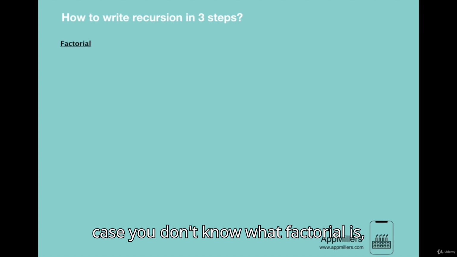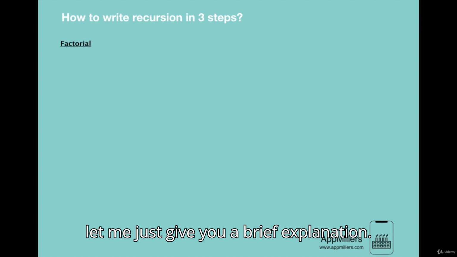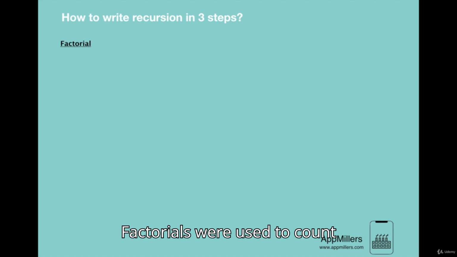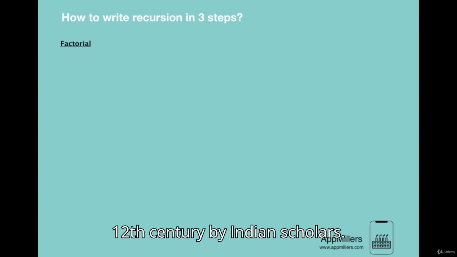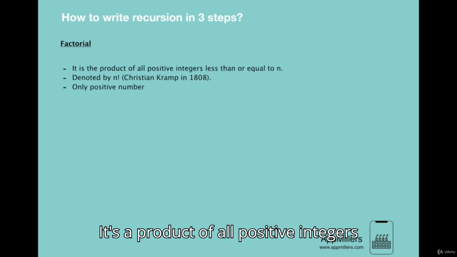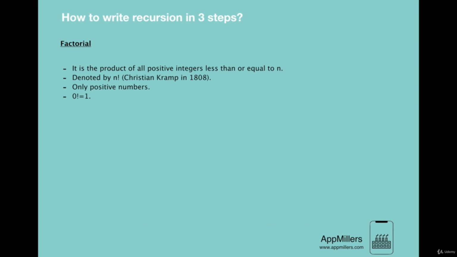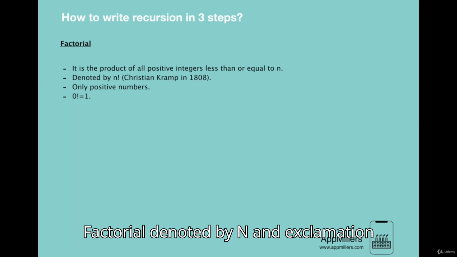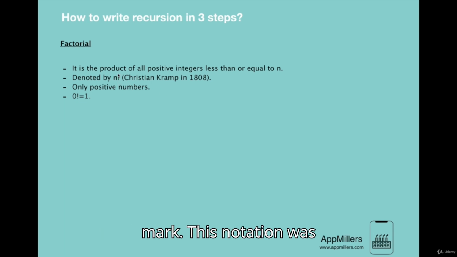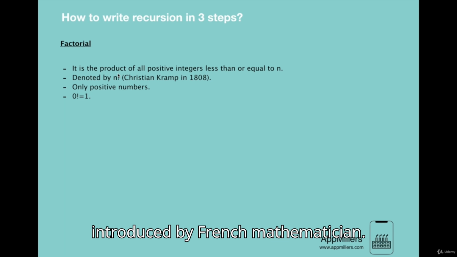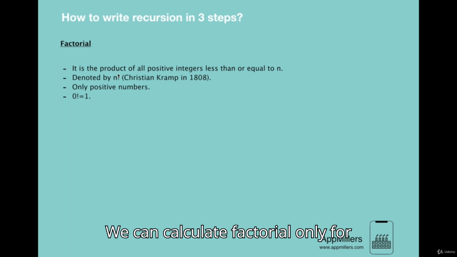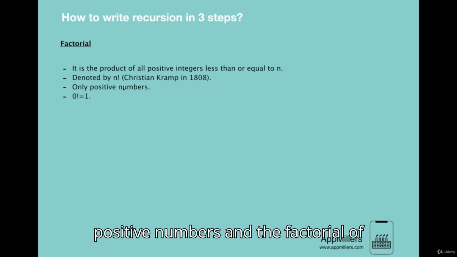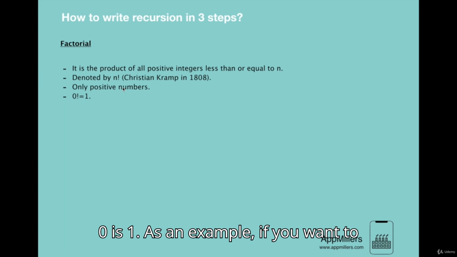In case you don't know what factorial is, let me just give you a brief explanation. Factorials were used to count permutations at least as early as the 12th century by Indian scholars. It's the product of all positive integers less than or equal to n. Factorial is denoted by n and an exclamation mark. This notation was introduced by French mathematician Christian Kramp in 1808. We can calculate factorial only for non-negative numbers, and the factorial of 0 is 1.